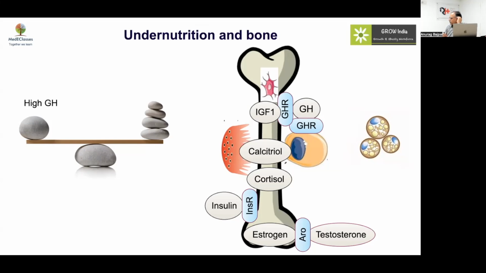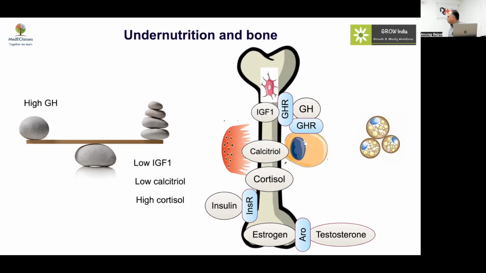Cortisol will be high because of stress. And importantly, although your growth hormone is high, this growth hormone is working towards the lipolytic pathway, not the growth pathway. So IGF-1 will be low, which is an important mediator. Calcitriol will be low, cortisol will be high, estrogen will be low.